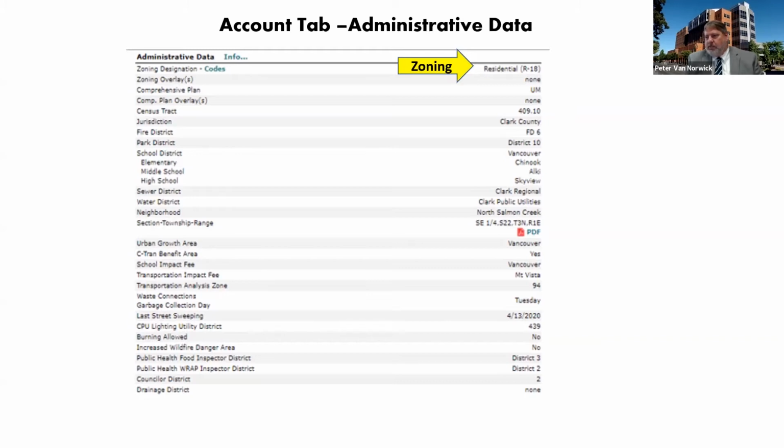Anytime that you have acreage property, and this one happens to be residential 18, which is basically 18 dwelling units per acre. But if you have something that's like an R5, which is 5-acre zoning, and you have a 4-acre parcel, that is what is called non-conforming. And it can be legal non-conforming and illegal non-conforming. And it's really important to point out to everyone what an illegal lot is.